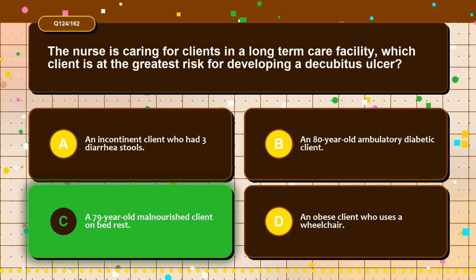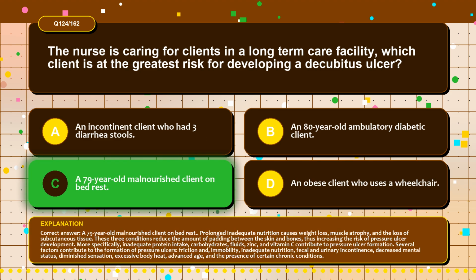The correct answer is option C. A 79-year-old malnourished client on bed rest.